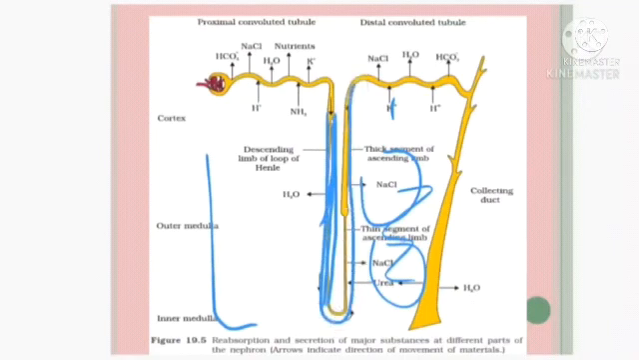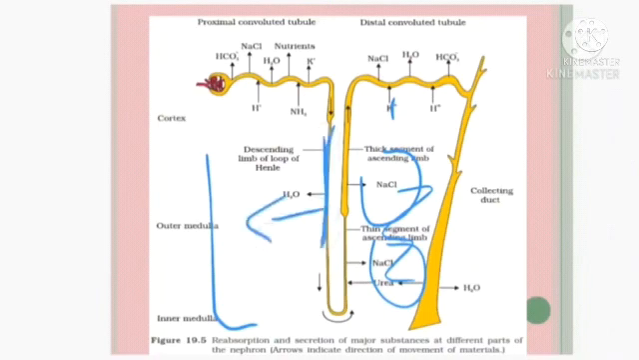The descending limb of Henle's loop is permeable to water but not to electrolytes. Electrolytes means the different ions. They are not permeable to salts; they are permeable only to water. So water from here will be moving out. Understood? Water is moving out, and what is inside? The salts and electrolytes will be present inside the loop.